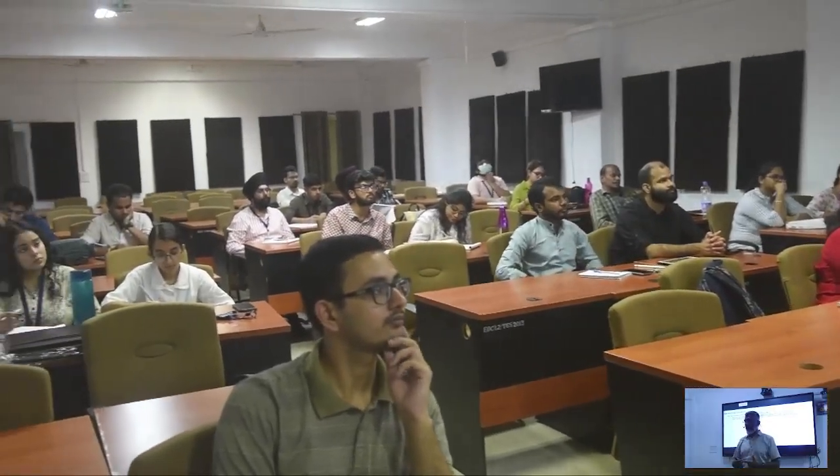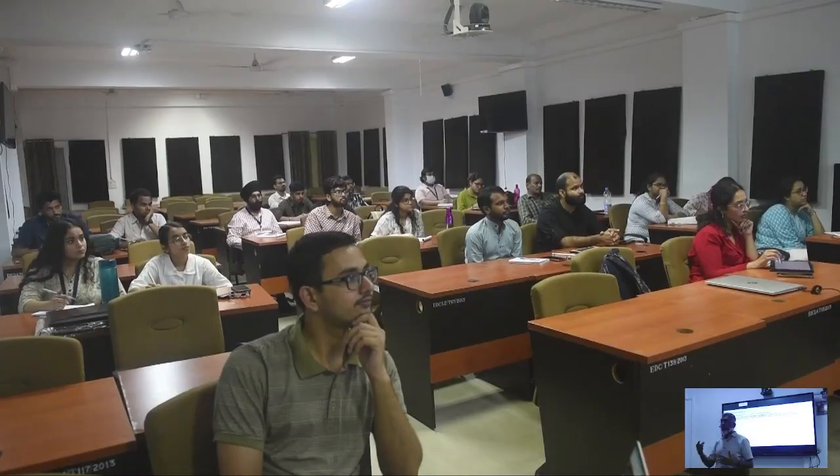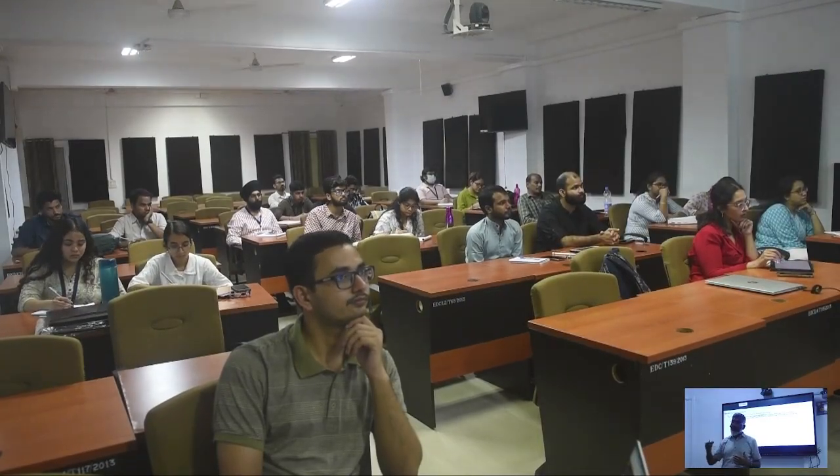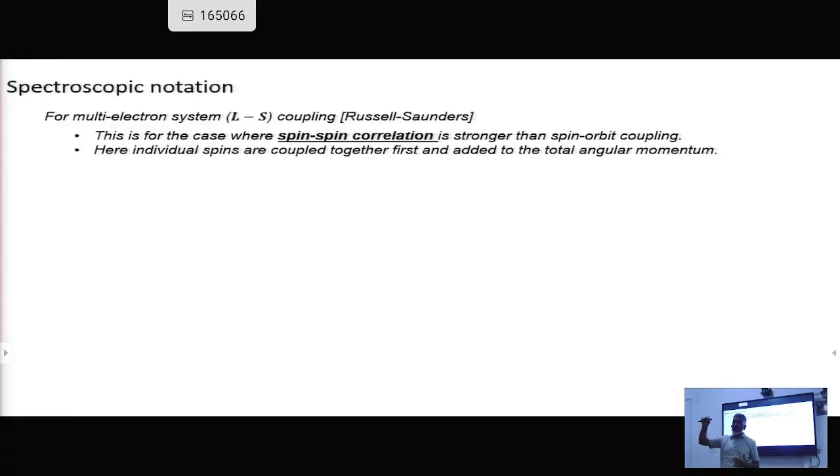So now there are two electrons, and the electron spins up or down, and you represent it by up or down. LS coupling applies when the spin-spin interaction is much stronger than the interaction between spin angular momentum and orbital angular momentum, the spin-orbit coupling.